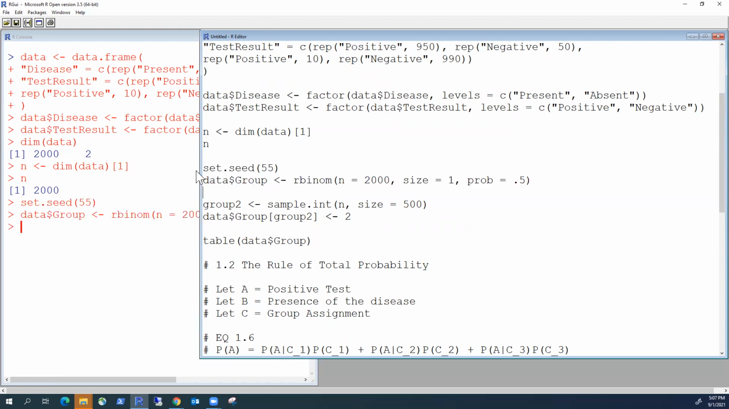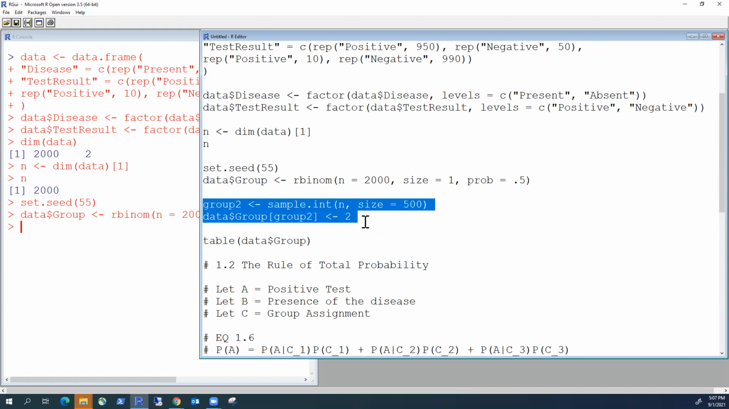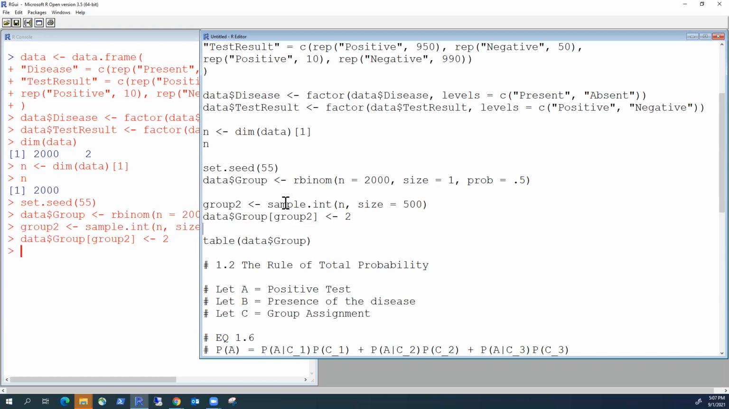And then I'm going to go one step further and say, oh, I really wanted 3 groups. So I'm going to randomly sample 500 of those patients, and I'm going to tell them that I want them to actually be in group 2. So this code will do that. And really, I'm just trying to give you some more tricks to be able to learn interesting functions in R, like sample.int. That will give you a random sample.